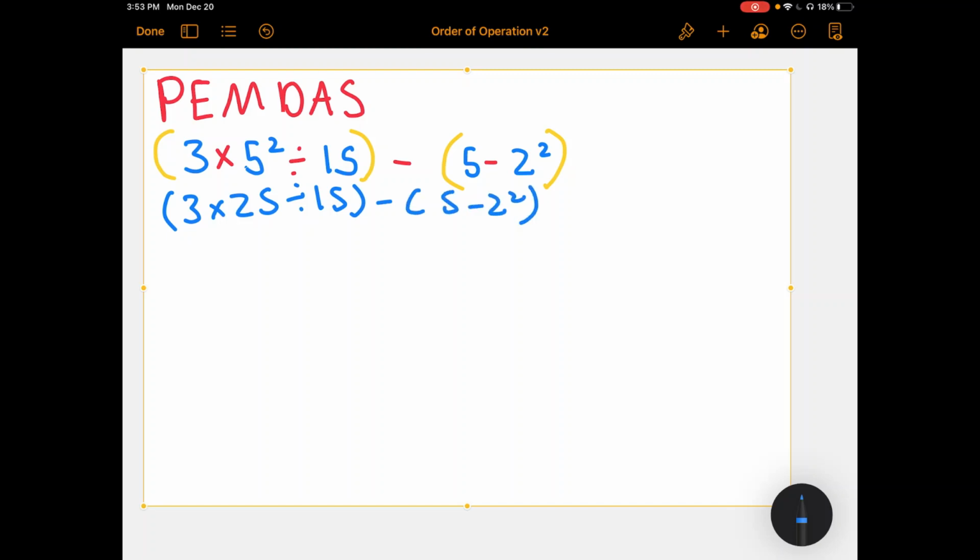And again, if you're more advanced and can handle it, you can do both parentheses at the same time. You can do more than one step in each line. But for this video, I want to make sure everyone catches on, so I'm going to go step by step. Inside of that first parentheses, we now have the 3 times 25 divided by 15.